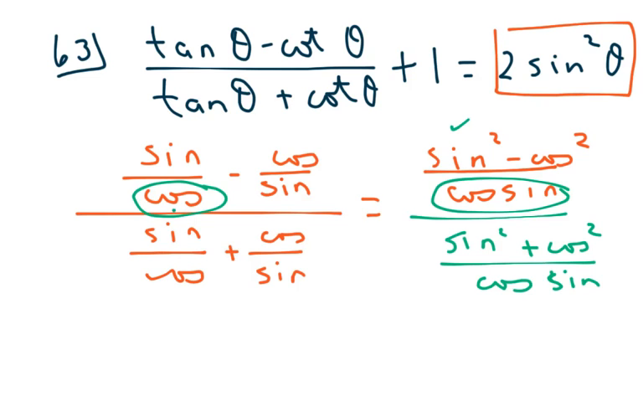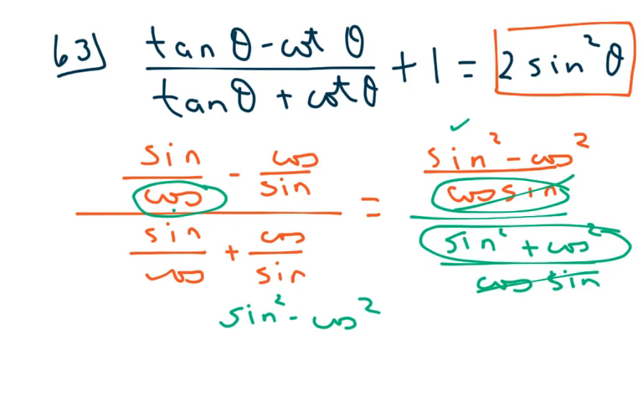And when you have something like this, this cancels, this equals 1. So we have sine squared minus cosine squared over 1. This equals... I need sine squared, right? So what I'm going to do in this case, I'm going to rewrite this. Let me do this in red.